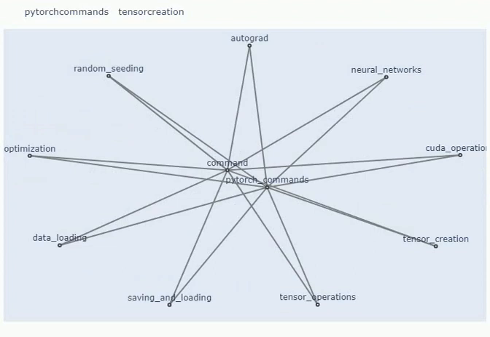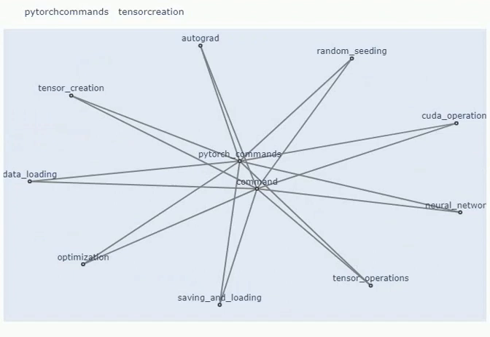Neural networks. Command: torch.nn.Module. Description: base class for all neural network modules. Command: torch.nn.Linear(in_features, out_features). Description: applies a linear transformation to the incoming data.